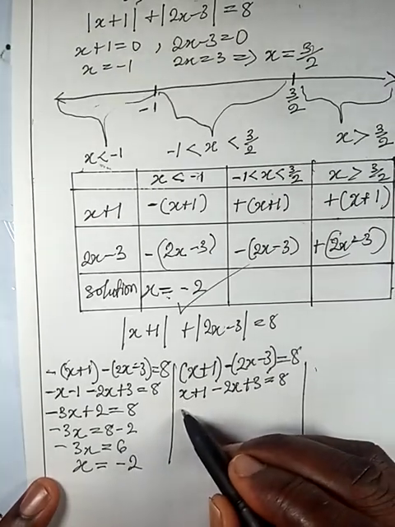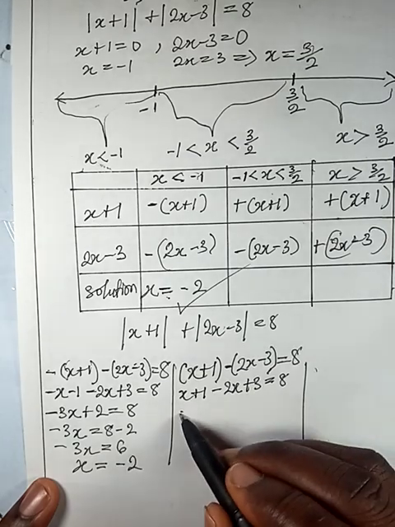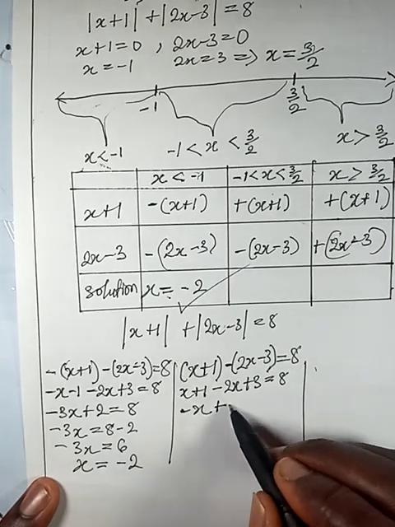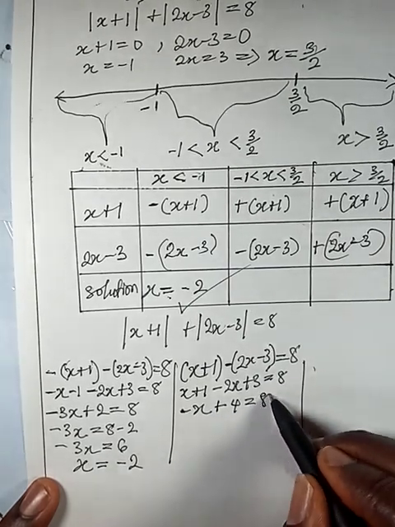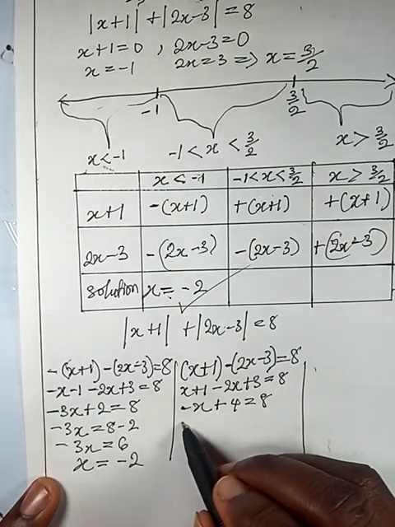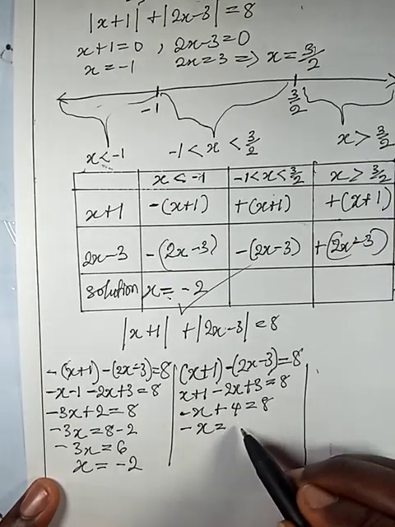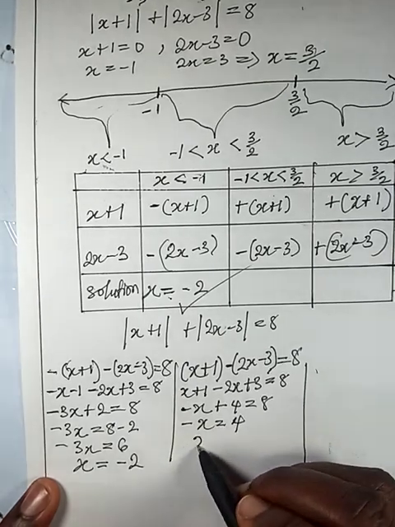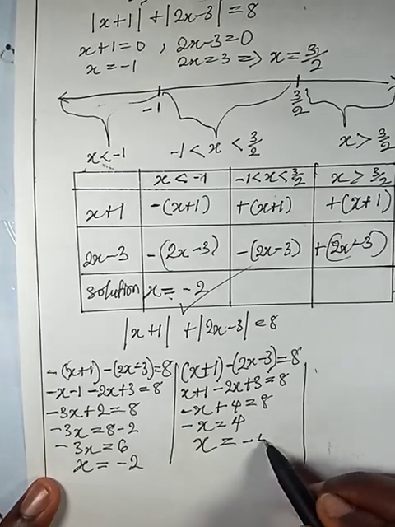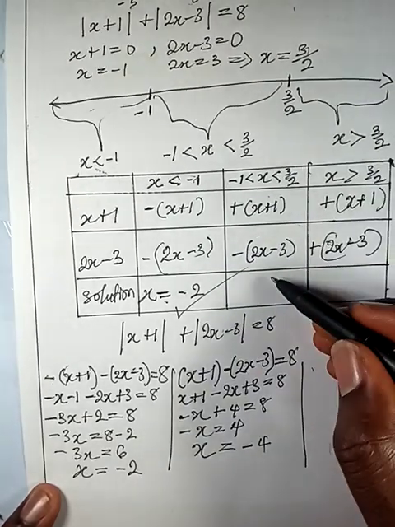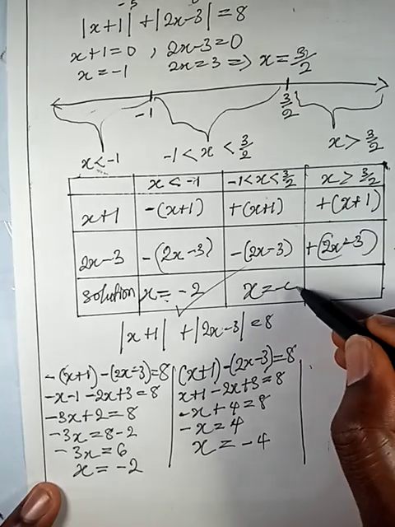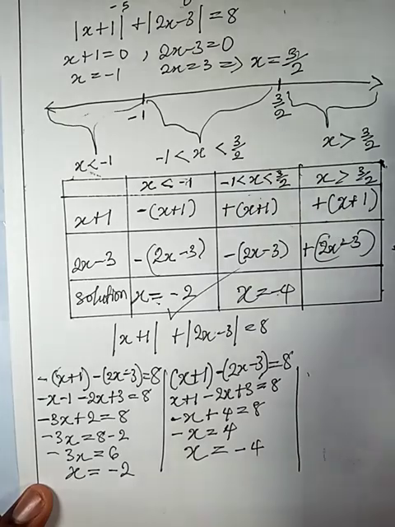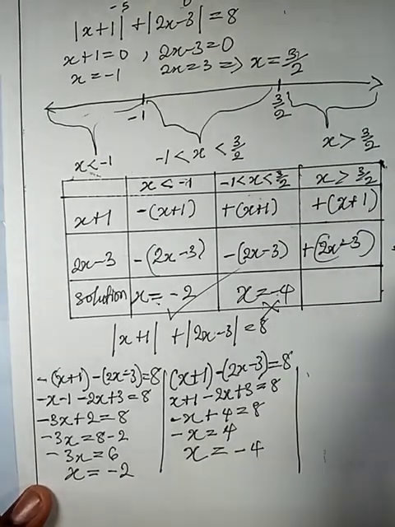Collect like terms. You have x and minus 2x will give me minus x, and then this and this will give me plus 4 is equals to 8. This is minus x is equals to transpose this. That will give me 4. That means x is equals to negative 4. Now the solution for this range is that x is equals to negative 4. Does this negative 4 fall within this range? No. So we are going to reject this solution.